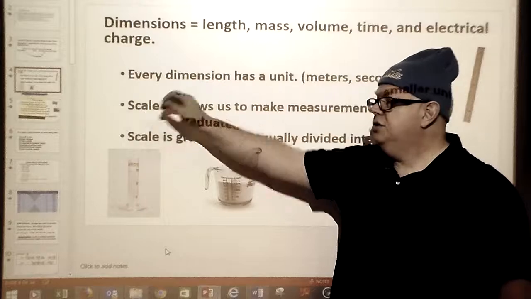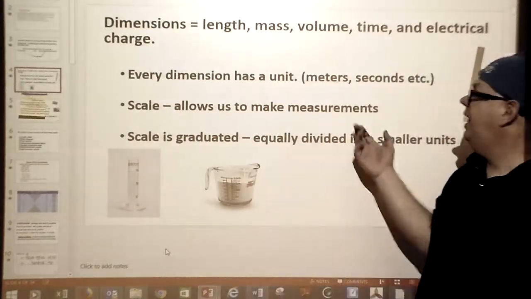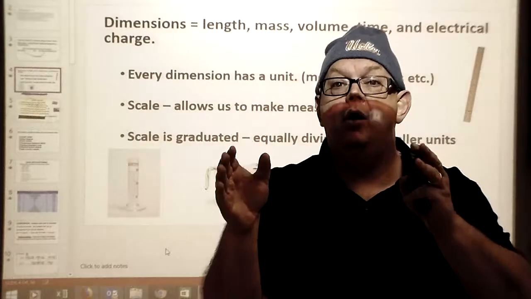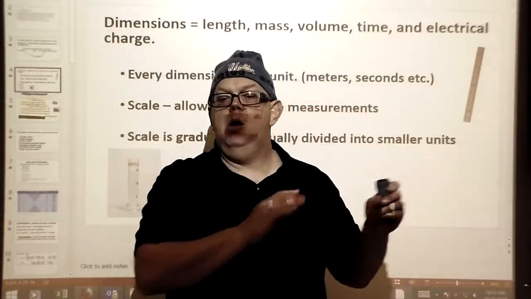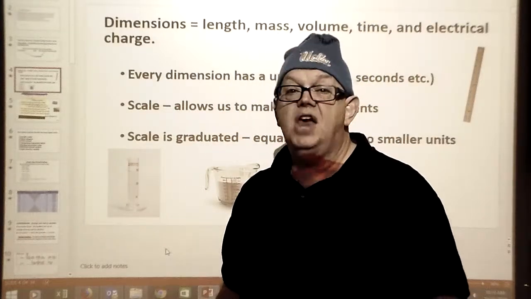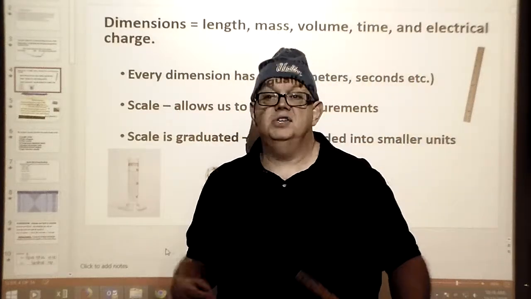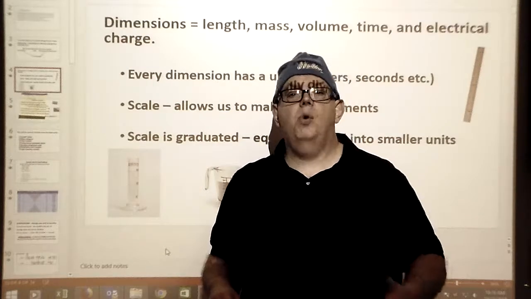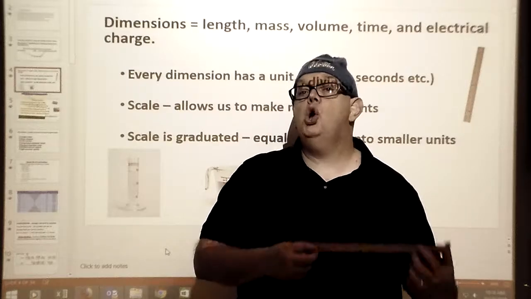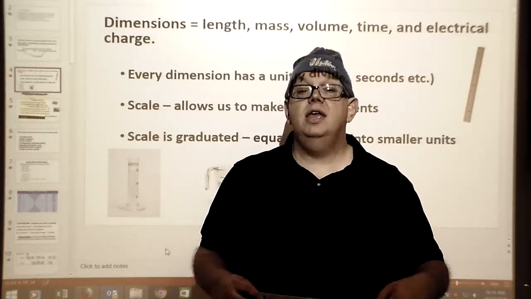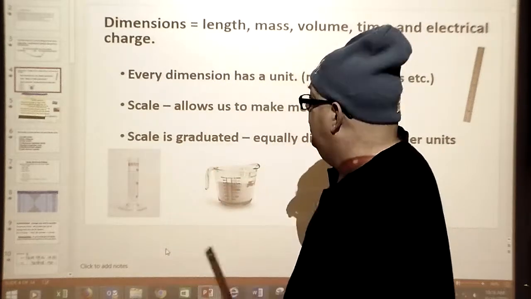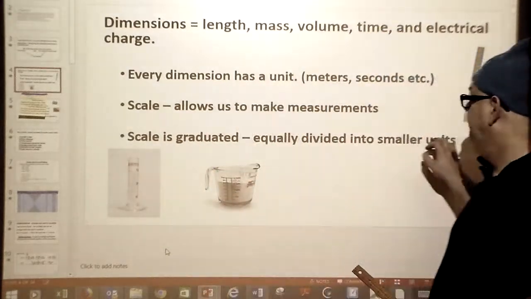Okay? Then we have what's called a scale. A scale allows us to make measurements. So we can take that unknown amount and compare it to something that we know. How do I know that my foot is a size 13? My foot is not size 13. But there is a way to measure that against something that we know to be a size 13. Is my foot actually size 13? Okay, well that's why we have a scale.